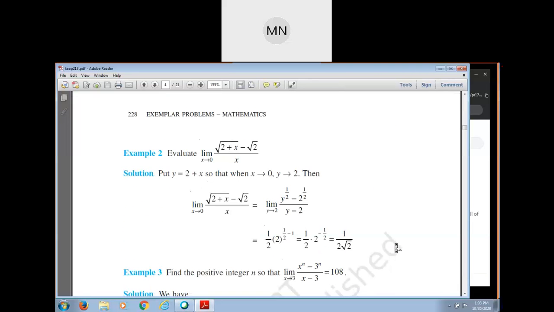See this problem. This one will be root 2 plus x minus root 2 divided by x. And see here also, x tends to 0. If we put x equals to 0, then the same case will arise. If we put x equals to 0, this function does not exist, is not it?